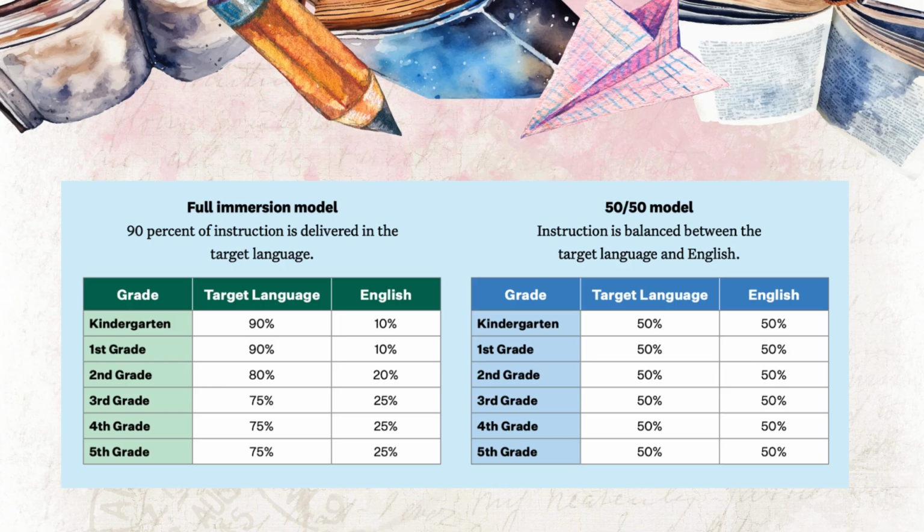Here I included a visual of the full immersion model and the two-way immersion model or 50-50 model. In the full immersion model, 90% of instruction is delivered in the target language, and with time, the English instruction is increased. Whereas in the 50-50 model, the instruction is balanced between the target language and English all throughout the grades.